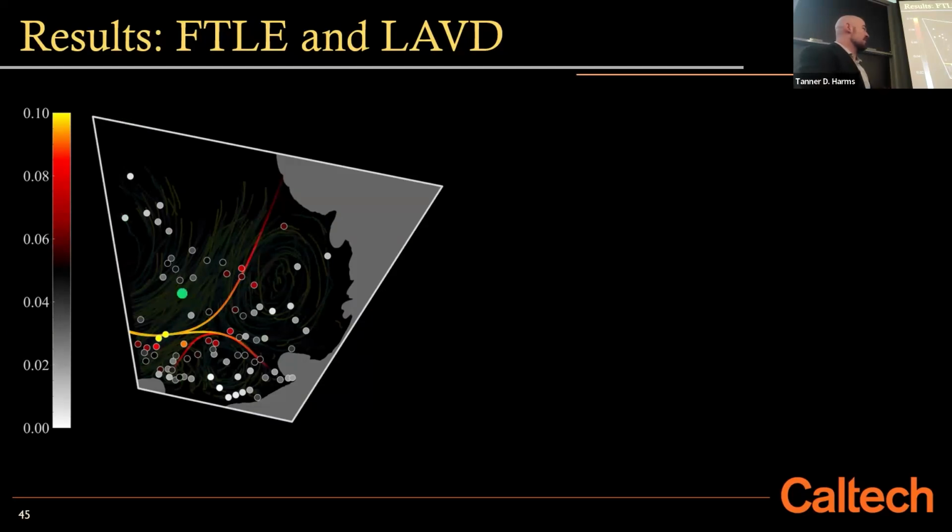The ridges are less strong inside of that secondary flow here, but they're still somewhat visible.